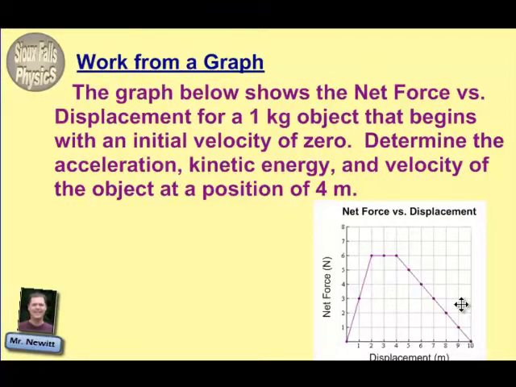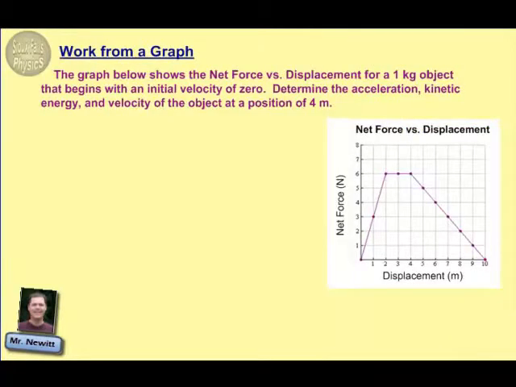We are here looking at graphs today, and specifically looking at work from a graph. So as you can see, we have a graph here showing us the displacement and the net force acting on an object, all right? And we have a 1 kilogram object that begins with an initial velocity of 0. That's a key piece of information for us. And they ask us to determine 3 different things from this problem.